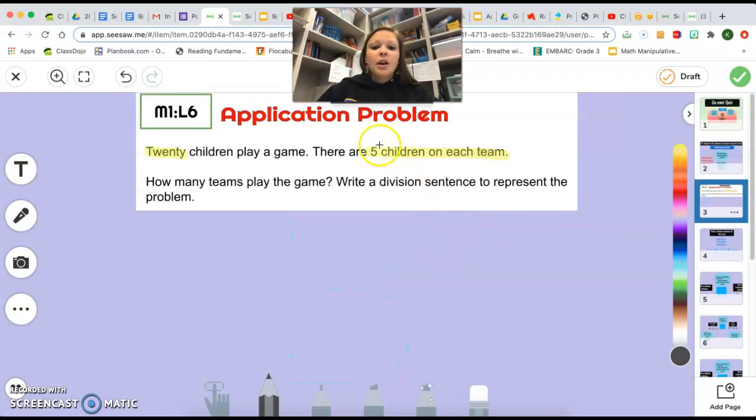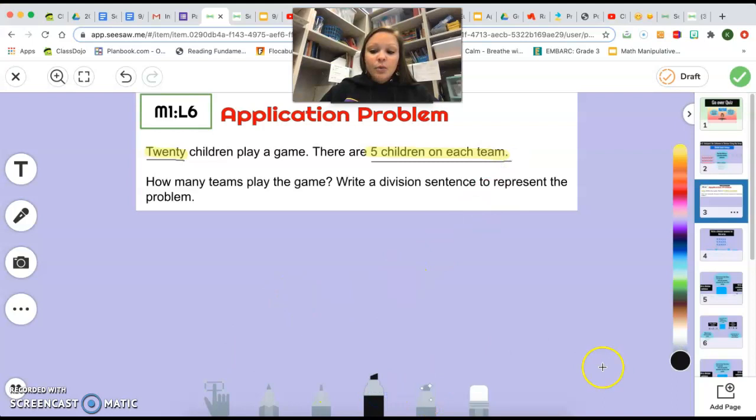All right, let's look at our application problem. It says 20 children play a game. There are 5 children on each team. How many teams play the game? Write a division sentence to represent the problem. Well, there's 2 things that I already know. I know that we have a total of 20 children, and I know that there's 5 children on each team.